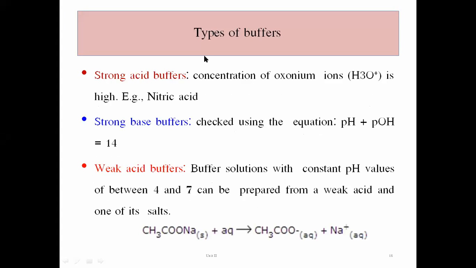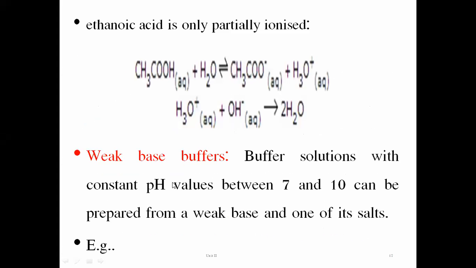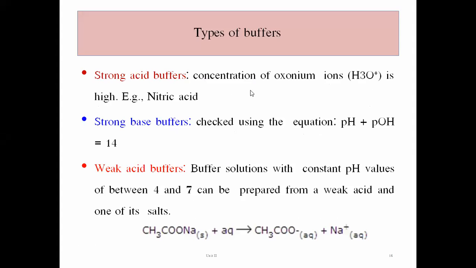Now, what are the types of buffers? Basically, the buffers are classified as strong acid buffers, strong base buffer, weak acid buffers, and weak base buffer. Now, in strong acid buffers the concentration of oxonium ion is high, as in the case of nitric acid. So, this is a strong acid buffer. Then, strong base buffer, check using the equation of pH plus pOH is equal to 14.